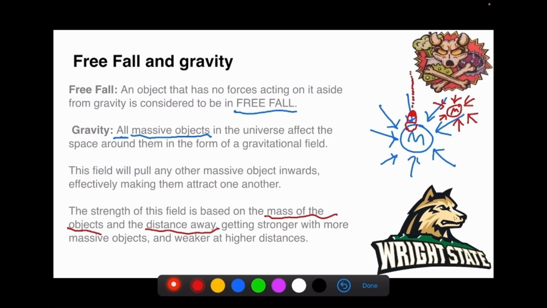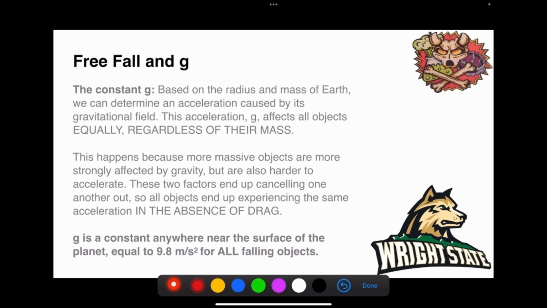The higher and higher away you go, gravity gets weaker and weaker and weaker. At the surface, you're experiencing full gravity. The further away you get, the weaker gravity is going to get. So what this means is we can look at the radius and the mass of the Earth and determine the acceleration caused by its gravitational field. This acceleration, we're going to name that lowercase g, will affect all objects equally, no matter what their mass is.